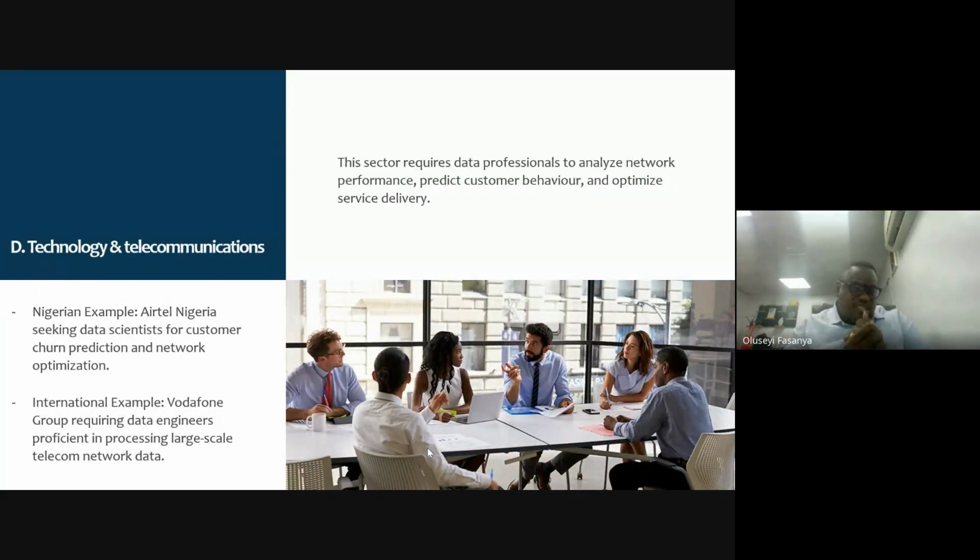So, of course, you would naturally expect that there will be great opportunities within the technology and telecommunications field. This sector requires data professionals to analyze network performance, predict customers' behavior, and optimize service delivery. Quite very important. I've worked within that field, and I know that data is very important to predict our customers' behavior, to optimize the kind of service that is being delivered to our people, as well as performance. And we do that across every sector and every business. But within the telecommunications field, it's quite important.